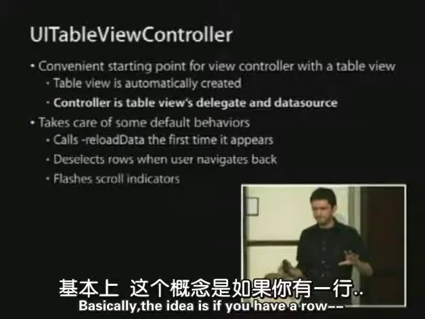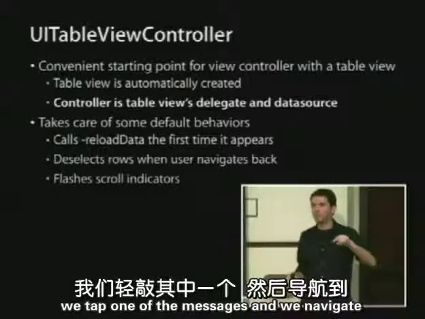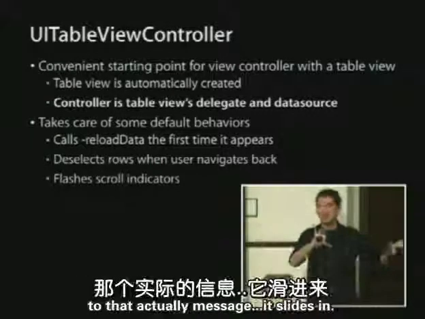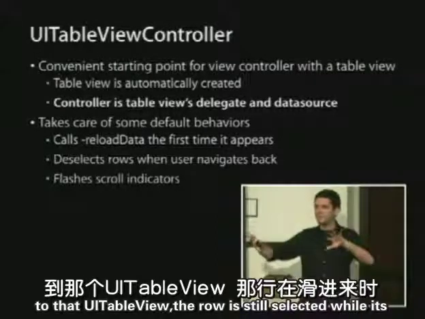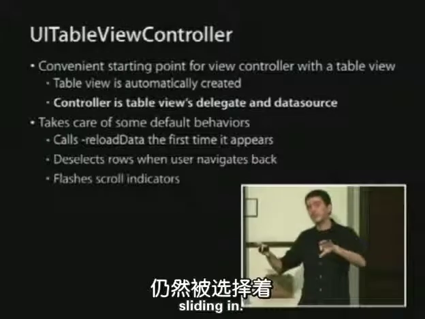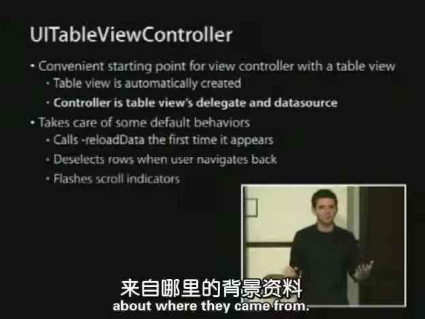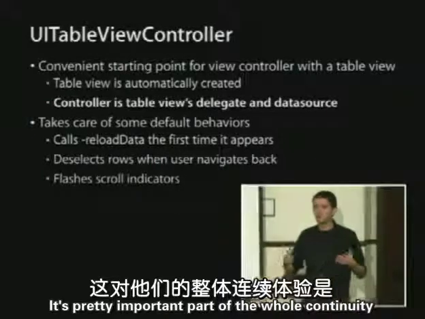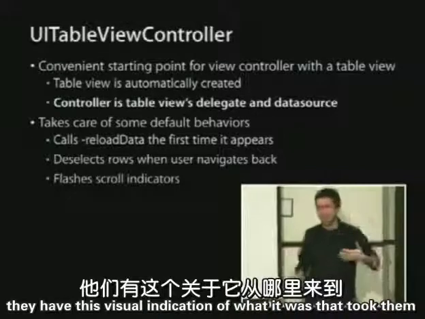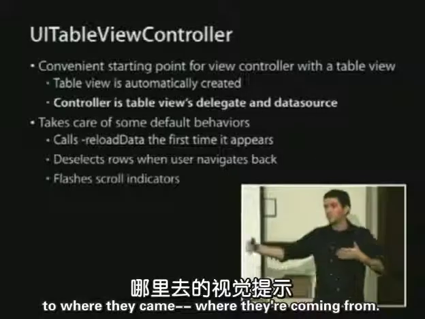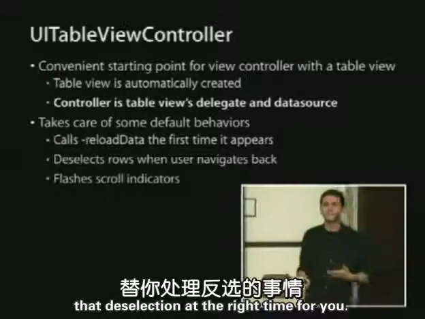Basically, the idea is if you have a row, say we're in Mail and we've got our list of messages. We tap on one of the messages and we navigate to that actual message. It slides in. When the user hits the back button and we slide back to that UITableView, the row is still selected while it's sliding in, and actually you'll see it fade out as it's sliding in. So it gives the user some context about where they came from. It's a pretty important part of the whole continuity of the experience for them. As they're hitting the back button and going back, they have this visual indication of what it was that took them to where they're coming from. And so UITableViewController takes care of doing that deselection at the right time for you.